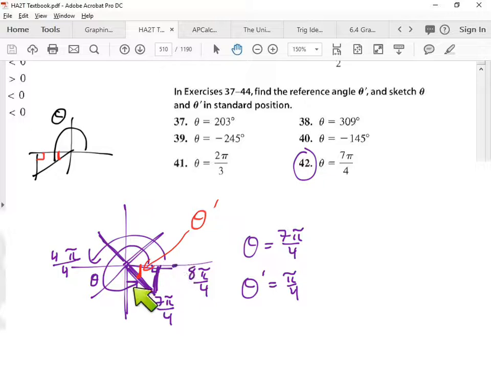Now, in our case right here, we went 7 pi over 4, and we know that one complete rotation is 8 pi over 4. And so how many more pi over 4s would it take to get to 8 pi over 4? 1 pi over 4. That's why I have this.